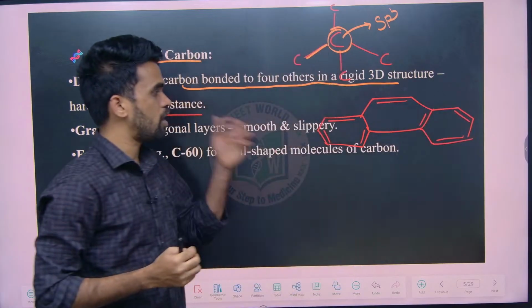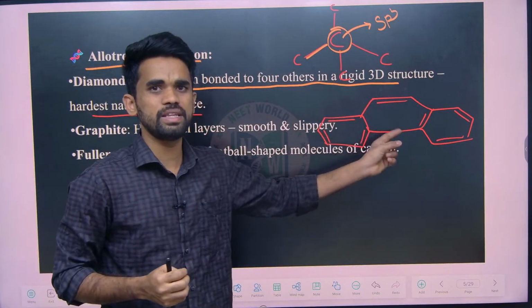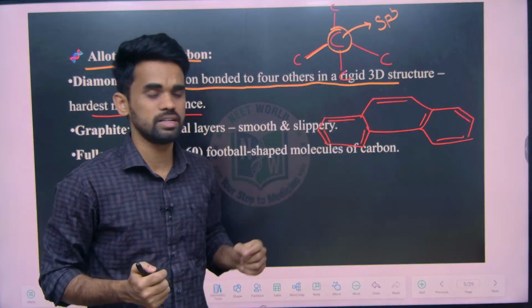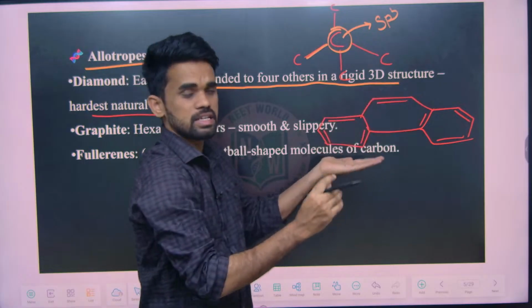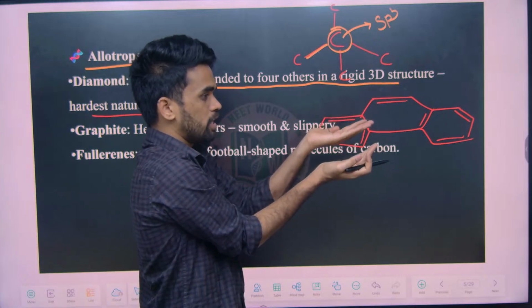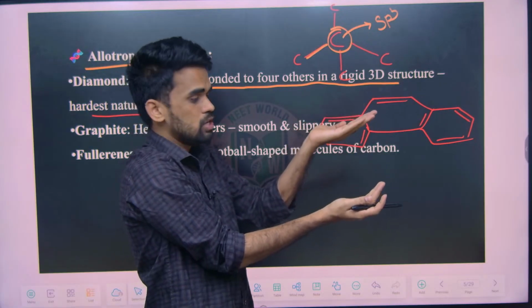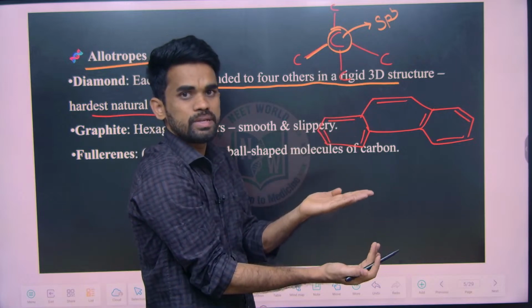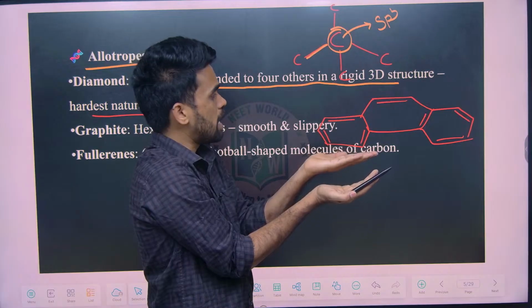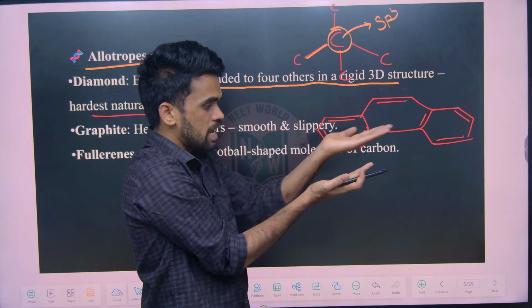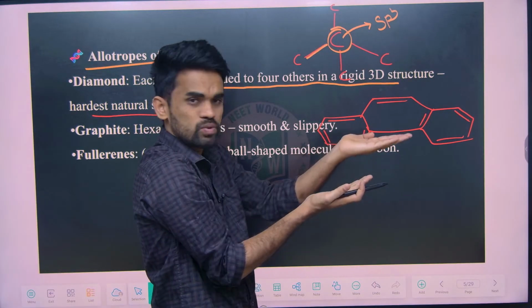Like this, if you observe, these kinds of rings will be there, condensed 6-member rings. One layer is made up of these rings, and a second layer will be there below it, then again one more layer. So like that, layered structures will be there, and between two layers there will be some gap. Now what happens is that one layer slides over the other.